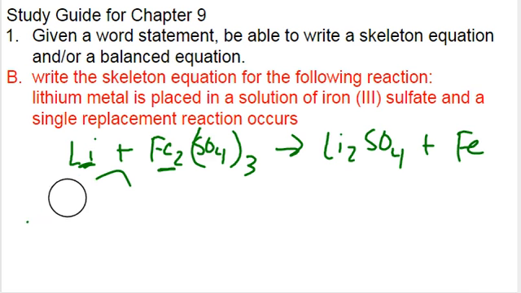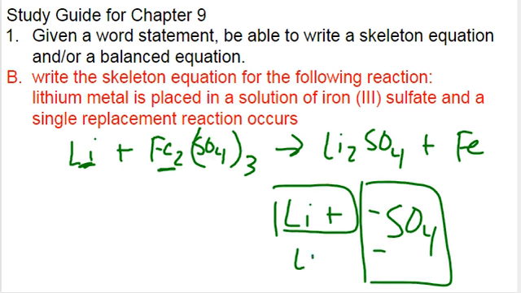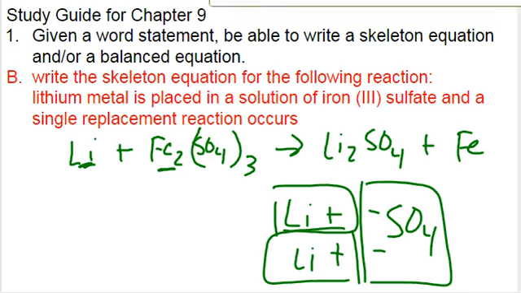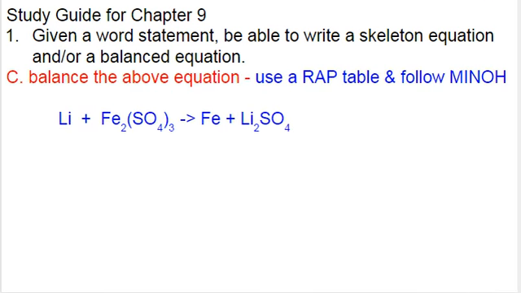And let me just redraw this a little better for you in case you're not understanding this. Lithium has 1 electron to give up. Sulfate needs 2 electrons. So 1 sulfate would need to bond with 2 lithium, or Li2SO4. So then the third step, once we have the correct skeleton equation, is to balance this. I can't have 2 Fe on the reactant side and only 1 Fe on the product side. Same with my sulfate. So as far as the balancing, I'm going to go on to the next slide here and show you how to use a RAP table.